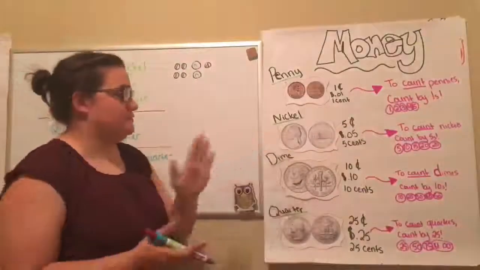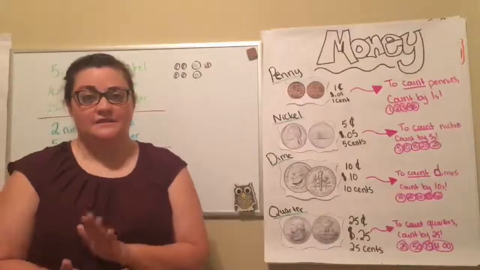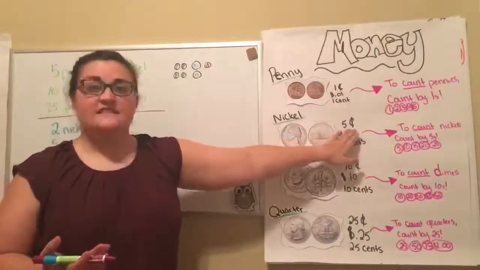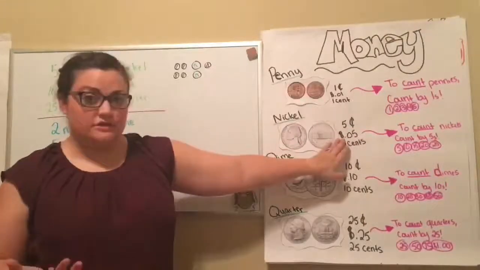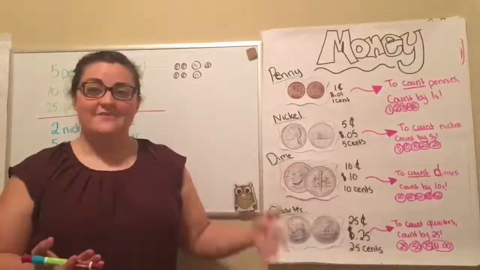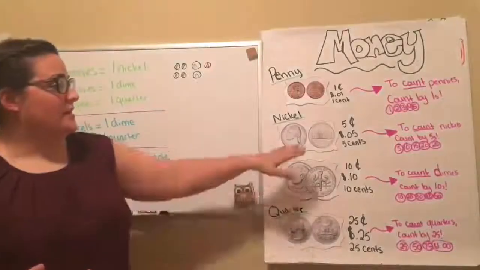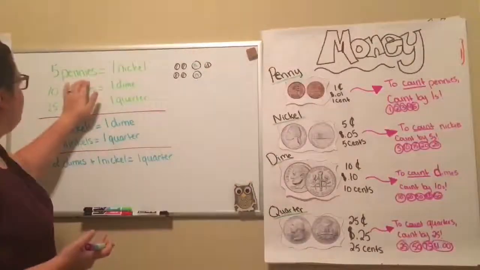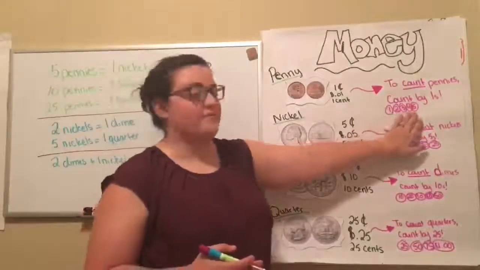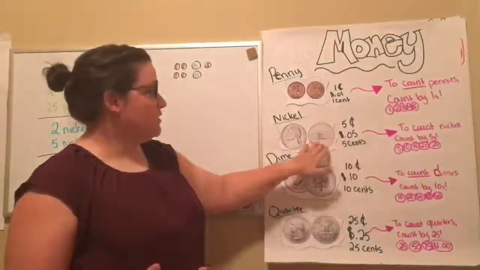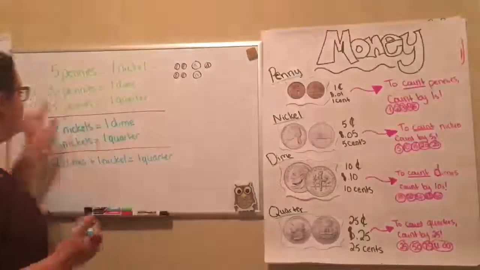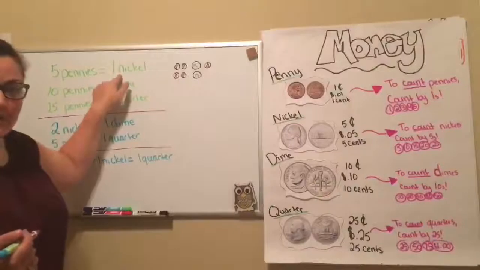Okay, so the nickel. The nickel equals 5 cents. So it can be written with the 5 with the cent sign, or the $ sign with decimal 05, or written out with the word 5 cents. Now, if you notice, 5 pennies equal 1 nickel. When we counted by ones here, we got 5 cents. Well, if a nickel is 5 cents, that tells us that 5 pennies equals 1 nickel.